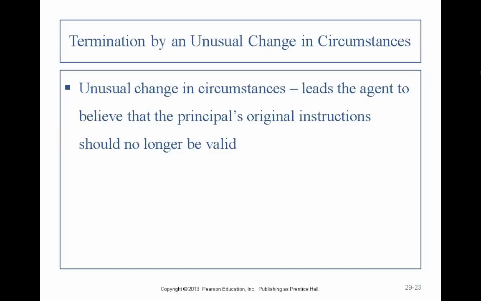A reasonable agent might say, hey, wait a minute, maybe the original instructions to sell this property for $1 million no longer make sense when property values have gone up. Again, what would a reasonable person do? Are these changes in circumstances unusual enough that a reasonable person in that position would question their authority?